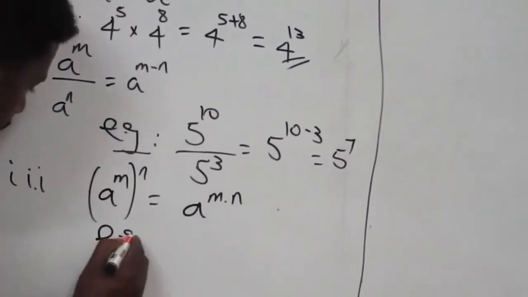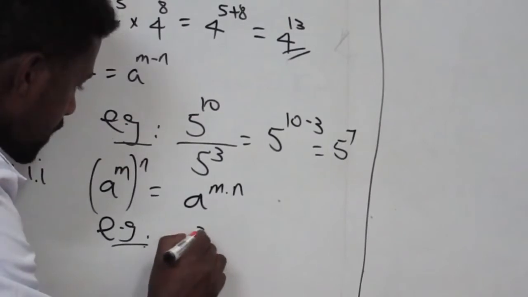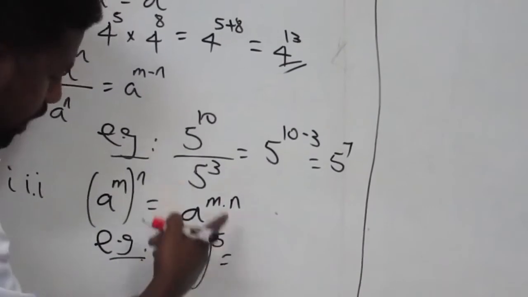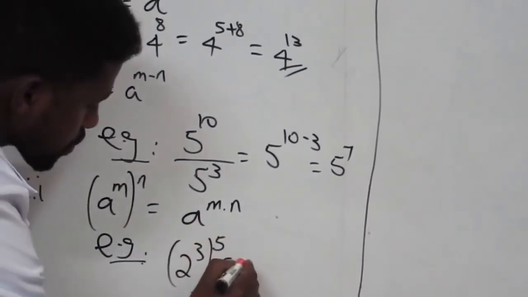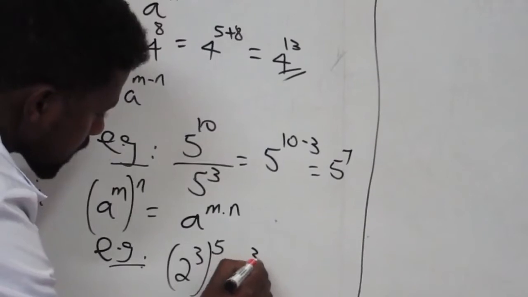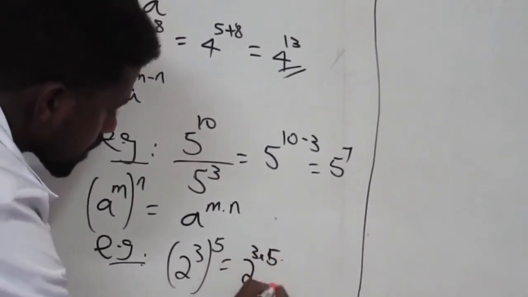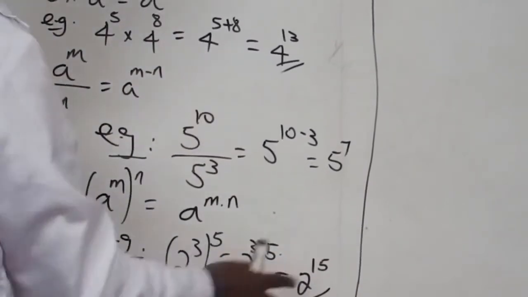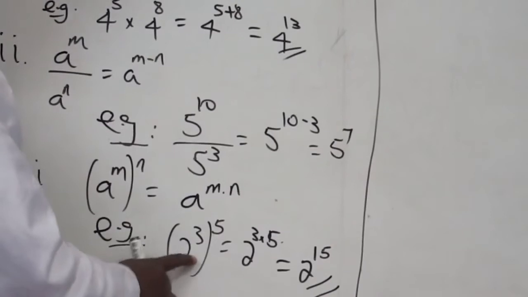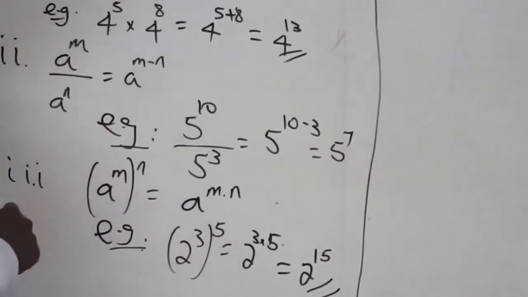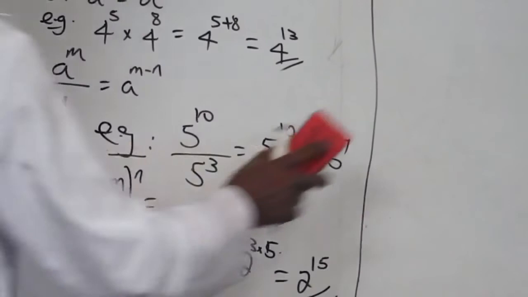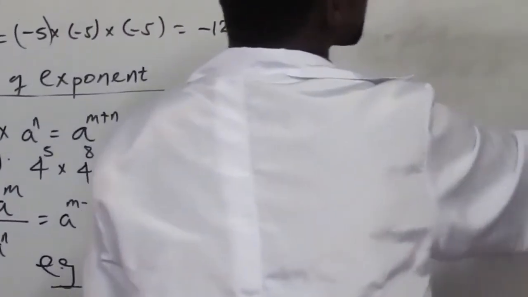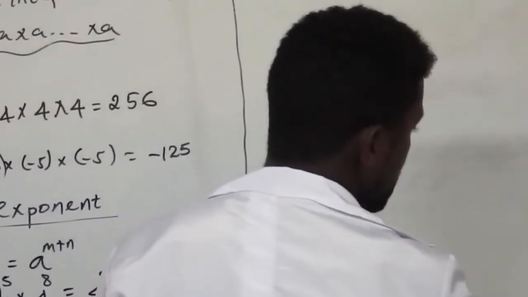For example, let's say 2 to the power of 3, the whole to the power of 5. This means we are going to multiply 2 to the power of 3 five times. This means 2 to the power of 3 times 5, which is equivalent to 2 to the power of 15. So you have to take care on such kinds of questions, and these are very important for simplification of exponents with bases.